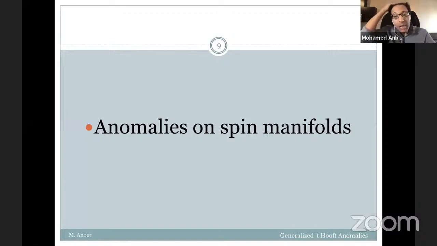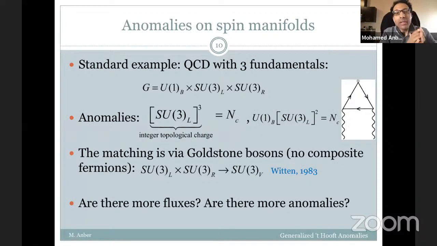Okay, so anomalies on spin manifolds. I will start with the textbook example, which is QCD with three fundamentals. So this theory has the following global symmetry. It is U(1) baryon cross SU(3) left cross SU(3) right. And basically, it has the following anomalies. It has the SU(3) left cubed anomaly, and the U(1) baryon SU(3) left squared anomaly as well. Or you could also replace the left by right. And you get these anomaly coefficients, N_C and N_C. One important thing to notice about this anomaly is that it is a traditional or conventional 't Hooft anomaly, or a zero-form 't Hooft anomaly. And you can see that because this anomaly is associated with turning on an integer topological charge of SU(3).